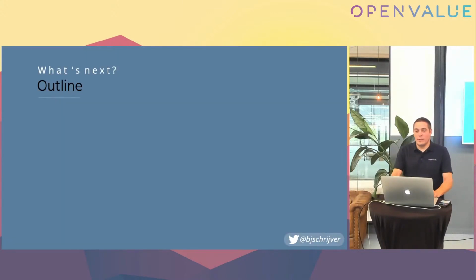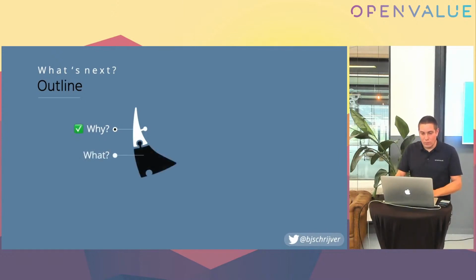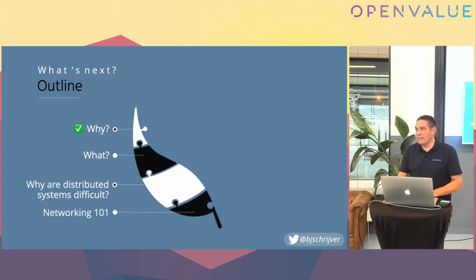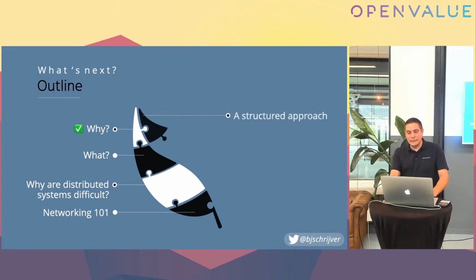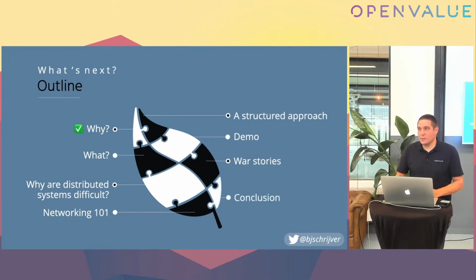The next 45 minutes or so, we already talked about why, so we can check that off. We're going to talk about what distributed systems are, why they are difficult and fun. We're going to dive into Networking 101. We're going to share a structured approach that I use to debug issues in distributed systems. There'll be some demos. If we have time, I'll share some more stories about things that went wrong. And every story needs an end, and this one is no, what's the word I'm looking for? Exception, thank you. We're going to be talking about exceptions a lot as well.